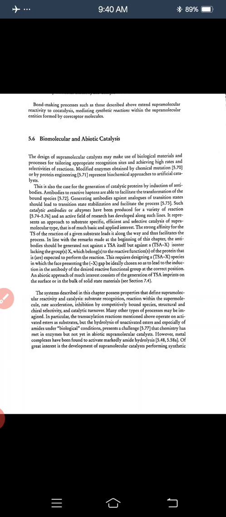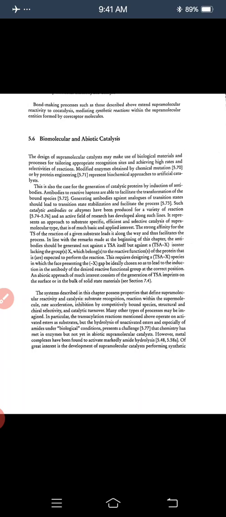This field of research has developed along such lines. It represents an approach to substrate specific, efficient and selective catalysis of the supramolecular type. That is of much basic and applied interest. The strong affinity for the transition state of the reaction gives the substrate leads it along the way and thus facilitates the process. In line with the remark made at the beginning of this chapter, the antibodies should be generated not against a TSA itself but against a TSA isoester lacking the groups which belong to the reactive function of the protein that are expected to perform the reaction.